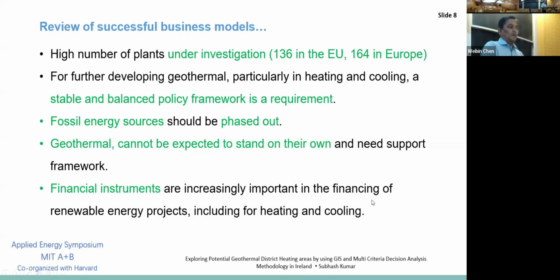As of now, we can see that there are many case studies, or many developments of geothermal going on in Europe, around 136, and throughout Europe, 164 case studies are already ongoing. And also we can see what the regulations are. The regulations in our study are going through with a policy division in the ministry. So they are also working on that, and they are developing the different policy structures for that.